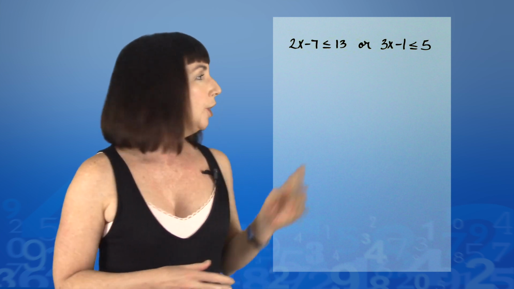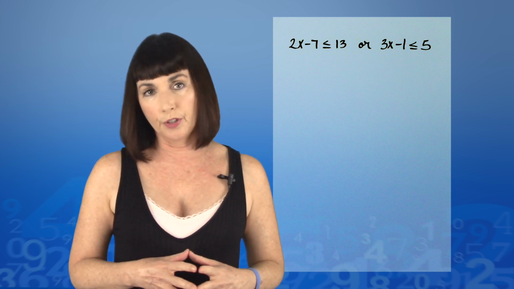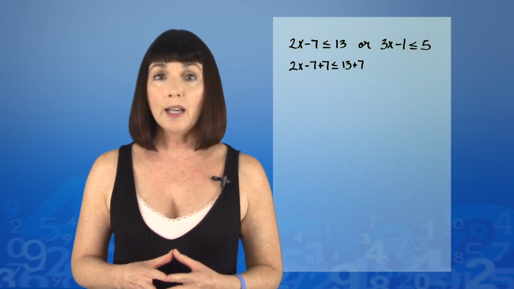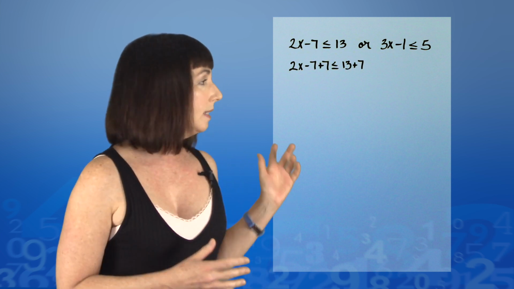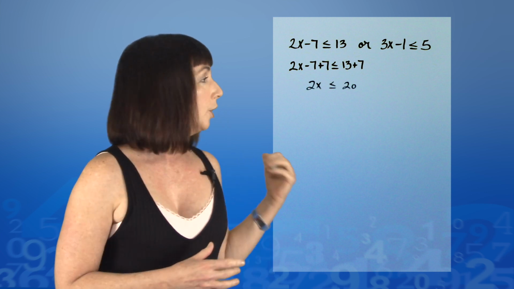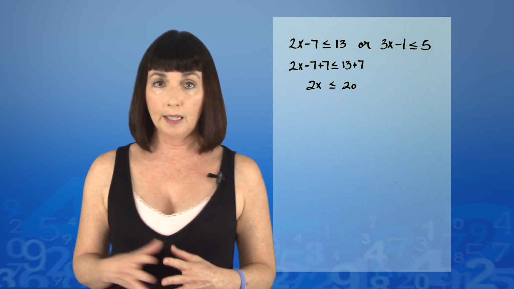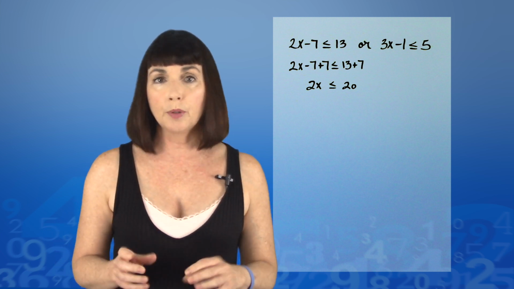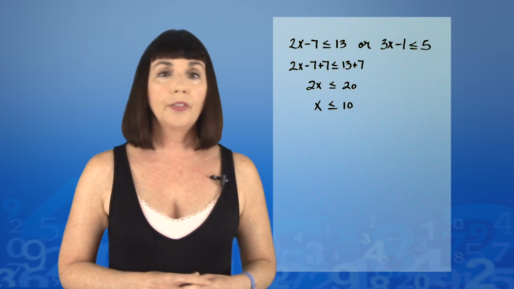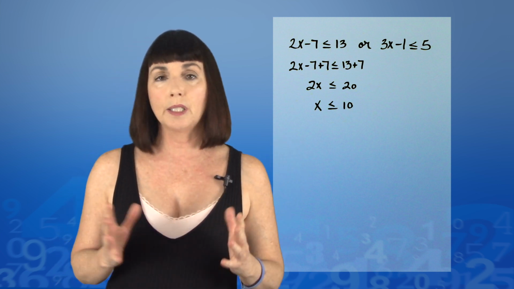Let's start with 2x minus 7 is less than or equal to 13. I'm going to add 7 to both sides. So I get 2x minus 7 plus 7 is less than or equal to 13 plus 7. That leaves me with 2x is less than or equal to 20. And then multiplying both sides by 1/2 to get rid of that 2 in front of my x, I get that x is less than or equal to 10.